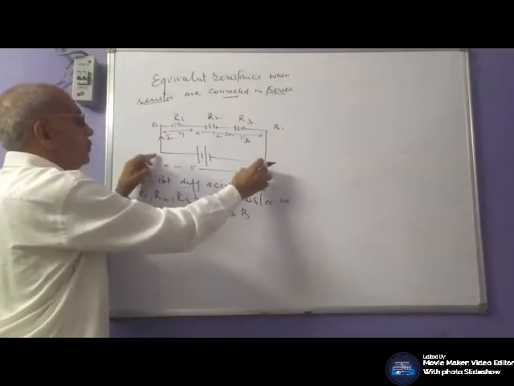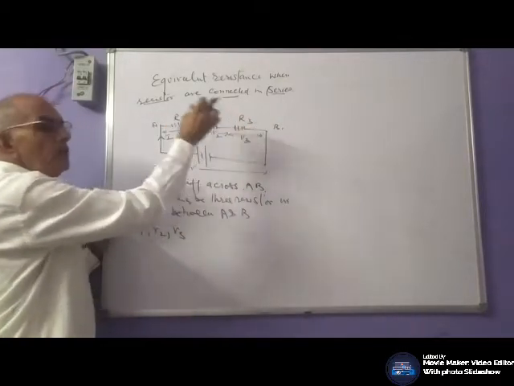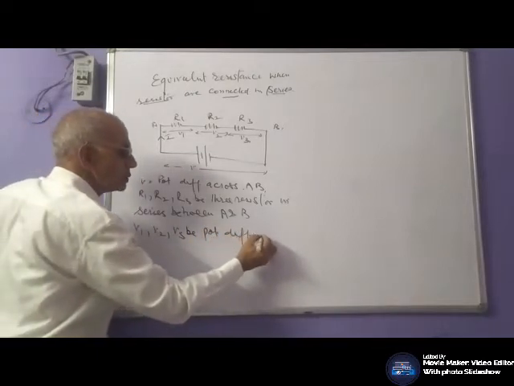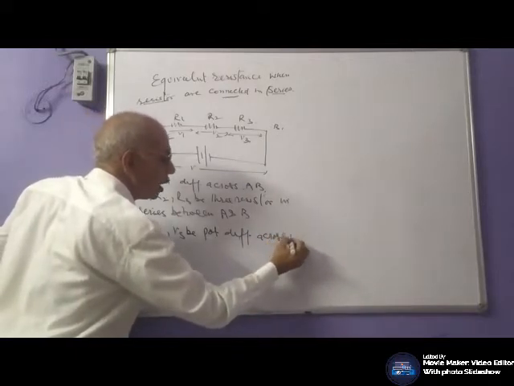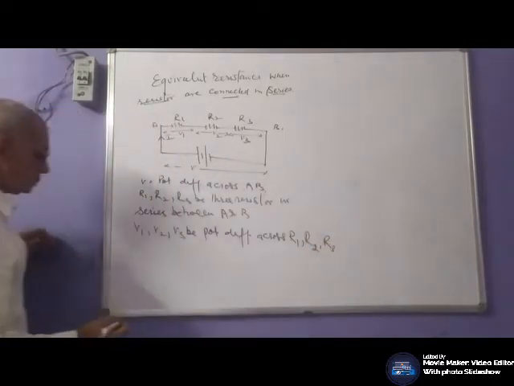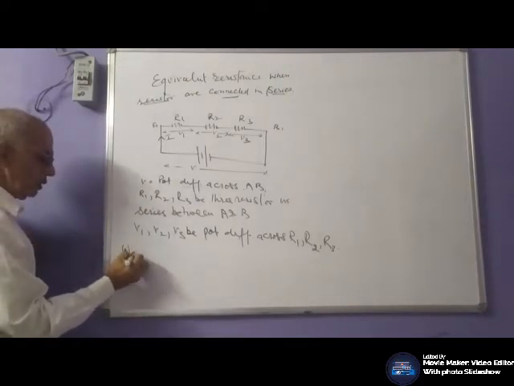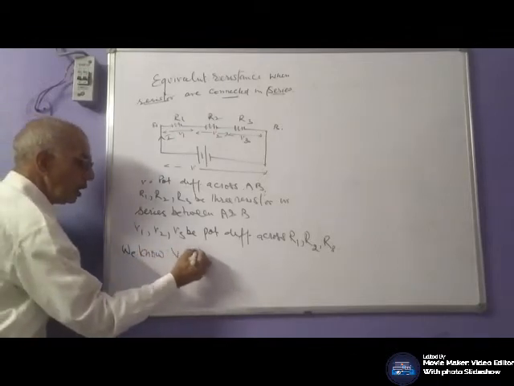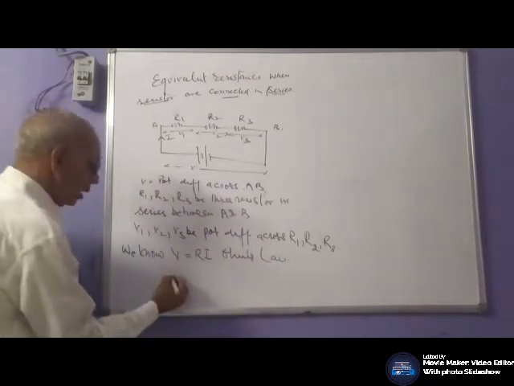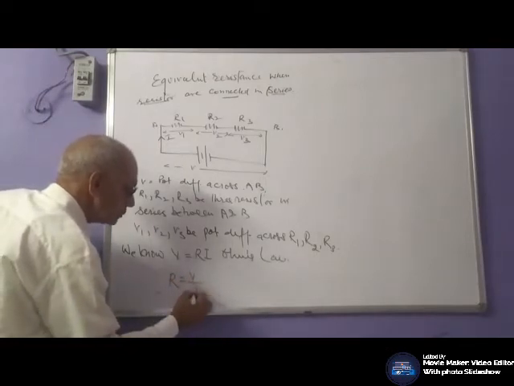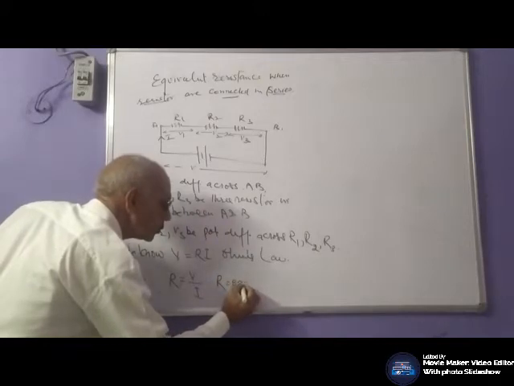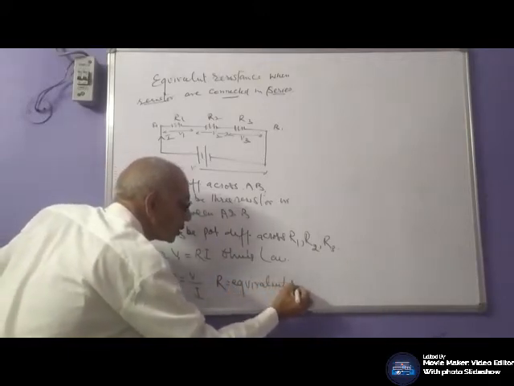The potential difference between the two points is V. So another potential difference across R1, R2, R3. We know V = RI, Ohm's law, R = V by I. What is R? Total equivalent resistance.